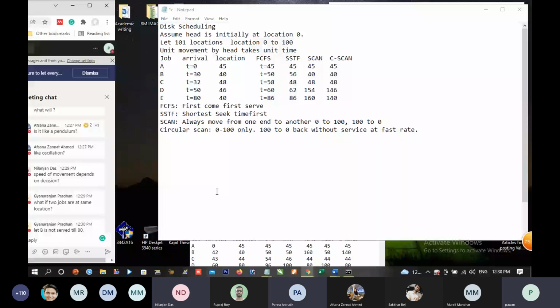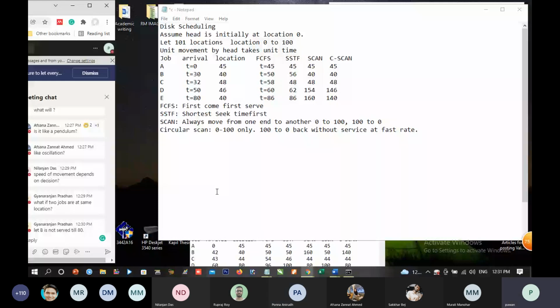Sir, then the speed of movement actually depends on our decision to serve or not serve, right? Not only serve. Even if we are not serving because nothing is available, we were moving by observing whether someone is available or not. This observation takes time. Is it all right? Okay, sir.